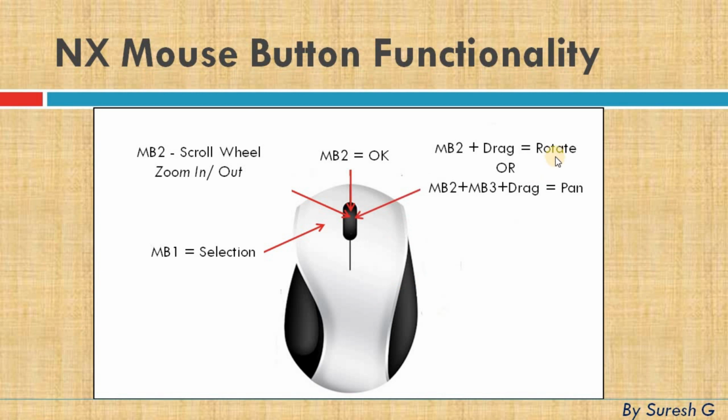MB2 plus drag helps to rotate the model. If you press mouse button 2 and mouse button 3 and drag, it can also be used to pan, moving the screen. Mouse button 3 is also used for the shortcut menu. If you right click, you will get the pop-up menus. So let's see all those things in the demo as well.